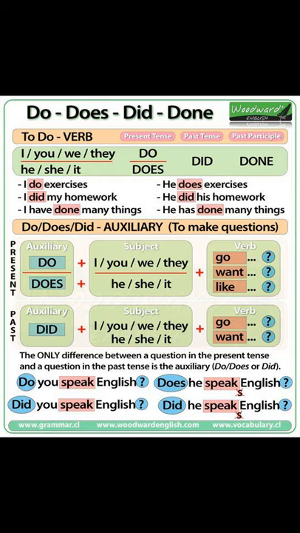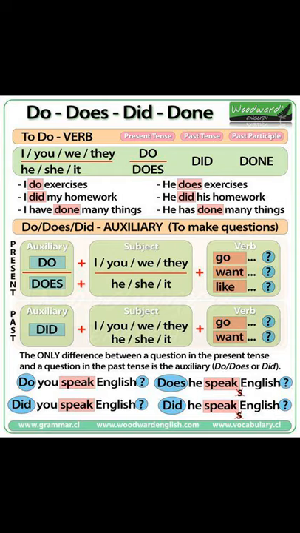To do, present tense. With the verb to do in the present tense, we say, I do, you do, we do, they do. But we say, he does, she does, it does. For example, I do my laundry on Saturdays. They do their homework when they arrive home from school. He does nothing all day. She does her best every day at work.